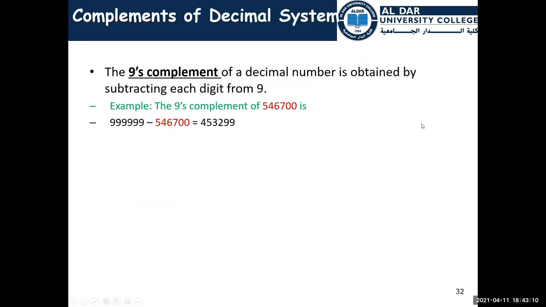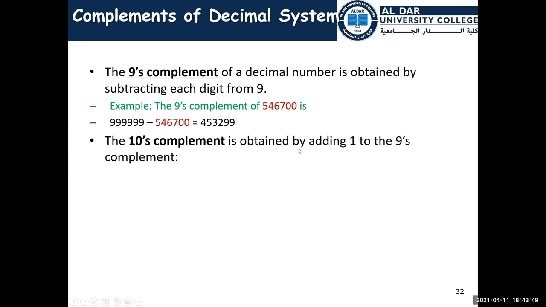The ninth complement of a decimal number is obtained by subtracting each digit from 9. So, for example, the ninth complement of this number is subtracting from how many nines? 1, 2, 3, 4, 5, 6. We have 6 nines here. We subtract the number from the nines to get this number. This number is the complement of that number. We can use this number in an addition operation and the result will be subtraction.